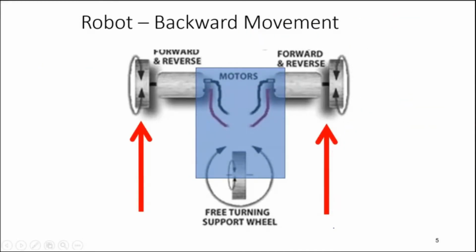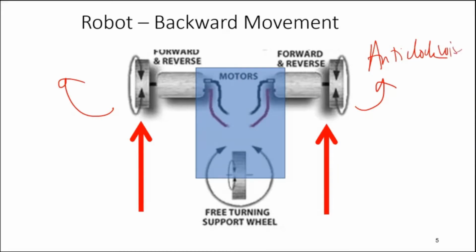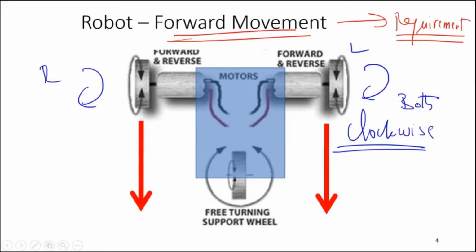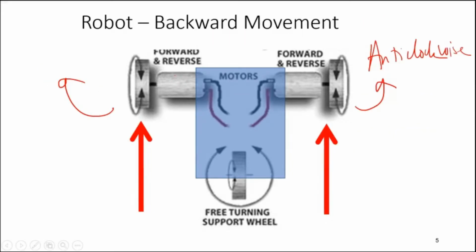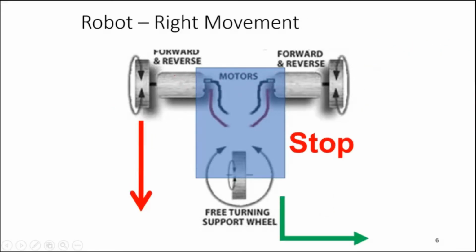How does the robot take reverse direction or backward movement? When the motors spin in anti-clockwise direction. So when both the motors take anti-clockwise direction, both the left side motor and right side motor, then the direction of the robot reverses. In the previous case, it moves in the forward direction. Now it moves in the backward direction. So it is exactly the opposite of the first case.